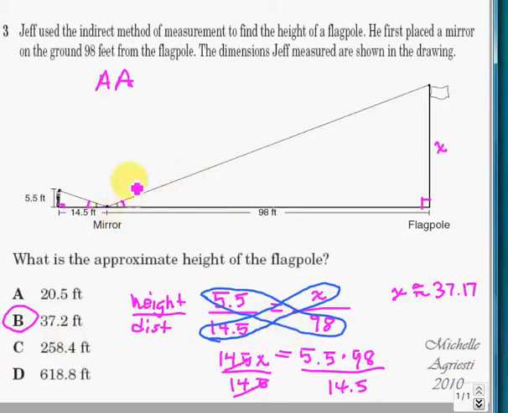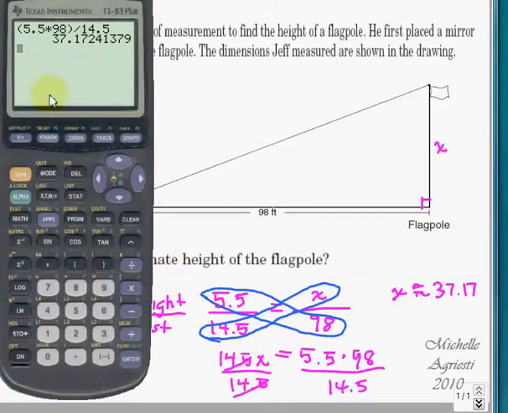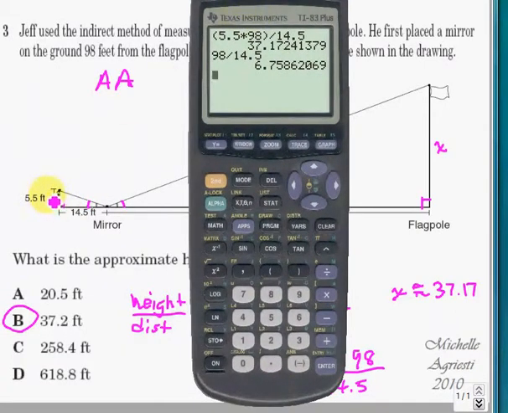Now let's just take another quick look and make sure this sounds reasonable. Here we're 14.5 feet away, and here we're 98 feet away. So I'm going to look at the calculator, and 98 is how much more than 14.5? It's almost 7 times. So if he's 5.5 feet, the flagpole should be almost 7 times 5.5. So 5.5 times 7 is 38.5, and that is a reasonable answer. So again, not too bad when we use our calculator.